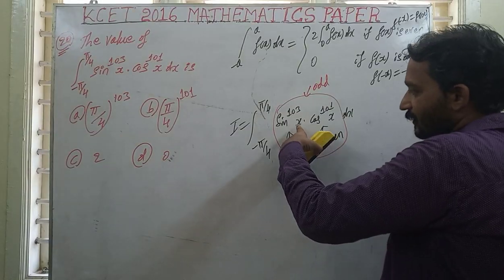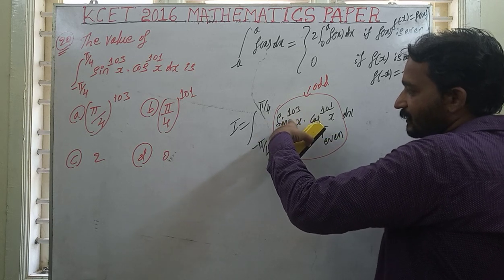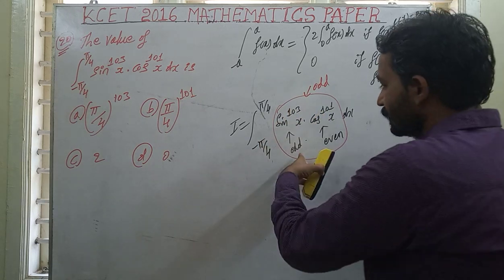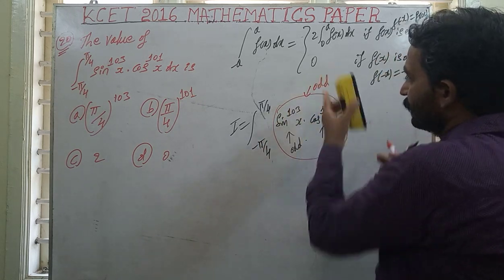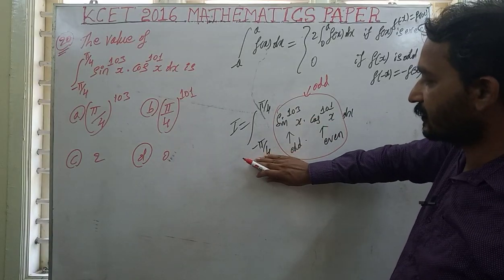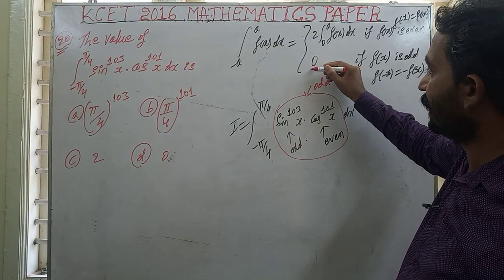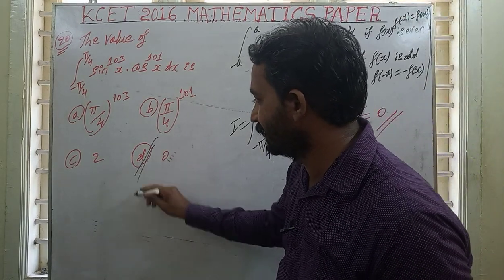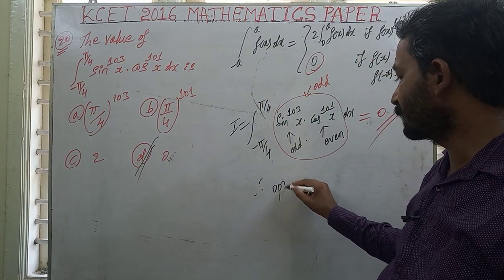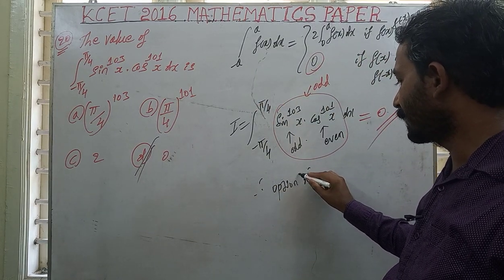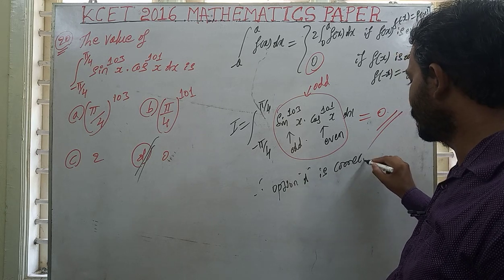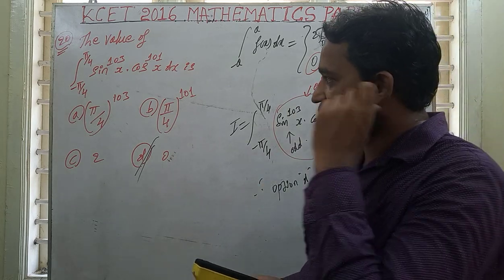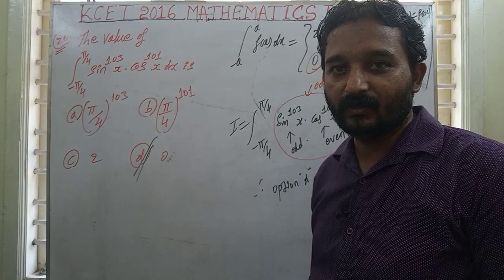This is odd because sin of minus x is minus sin x, and with 103 such factors we get a minus sign in the output. So it is odd, and the other is even. The product of odd and even is an odd function, integrated from minus a to a, hence its value is 0. Directly you can write 0. So good, the answer is option D. Therefore option D is correct. So this is an easy question. All the students can attempt this question easily because we have already solved this question in the NCERT textbook.